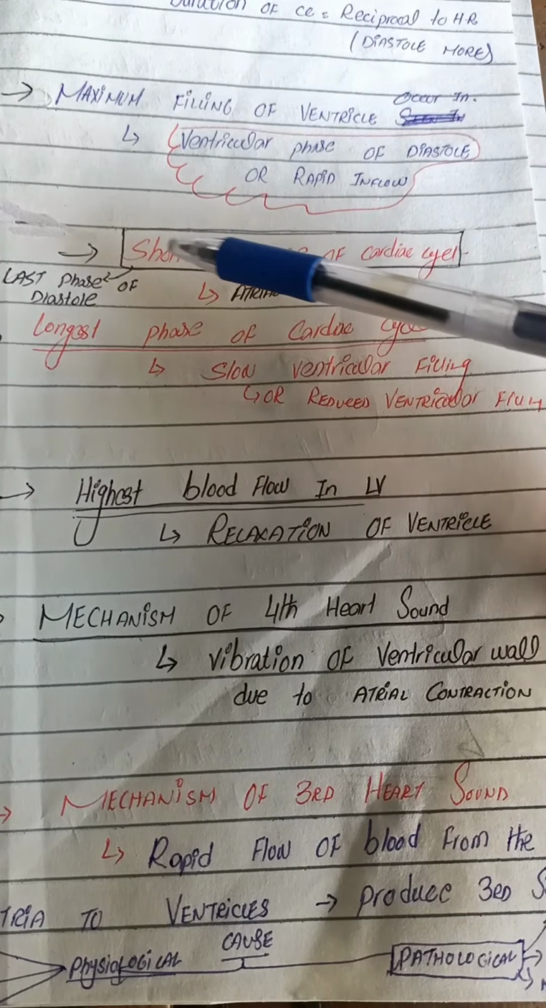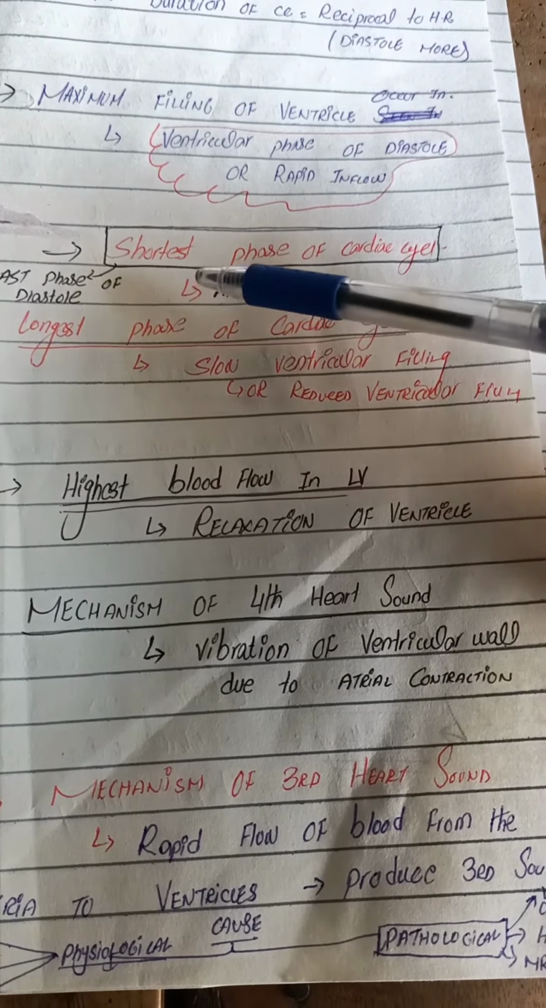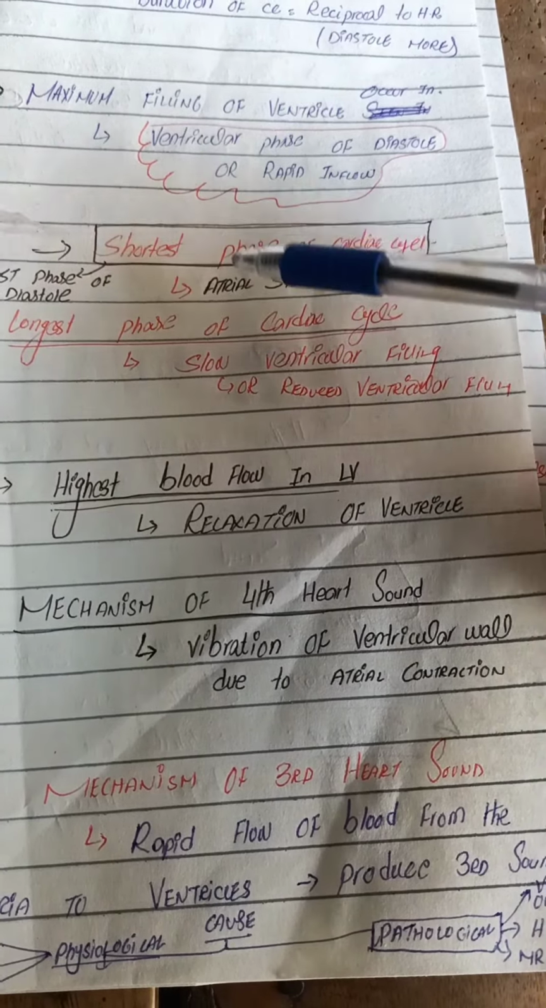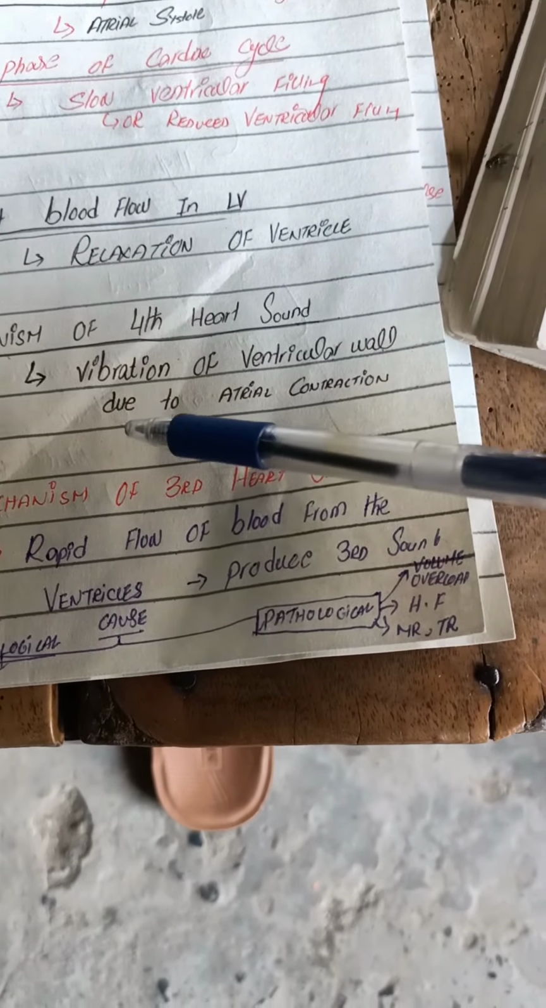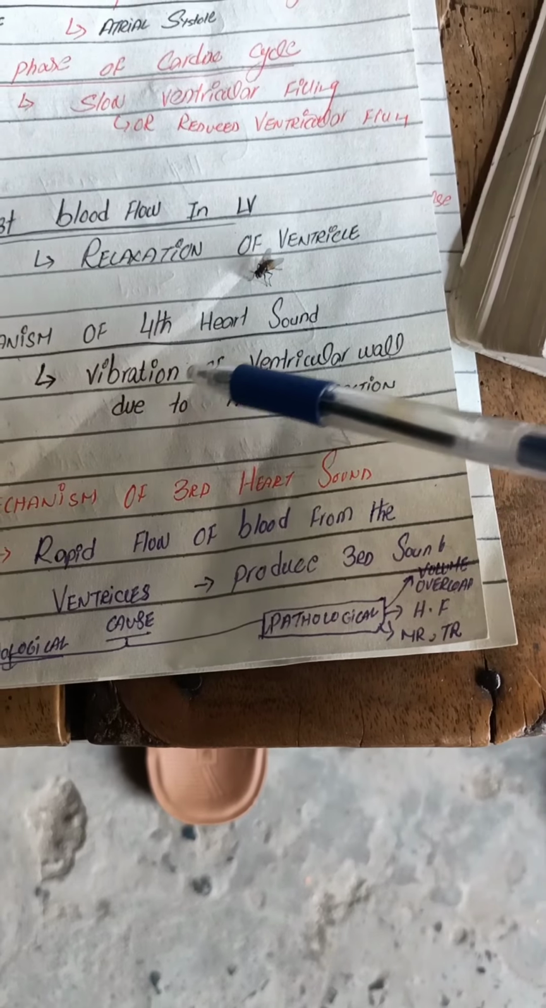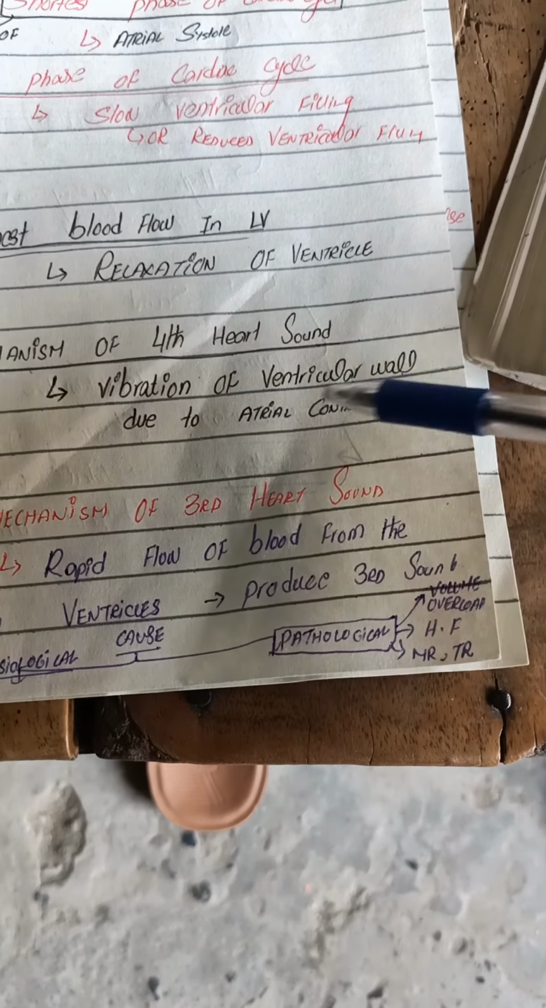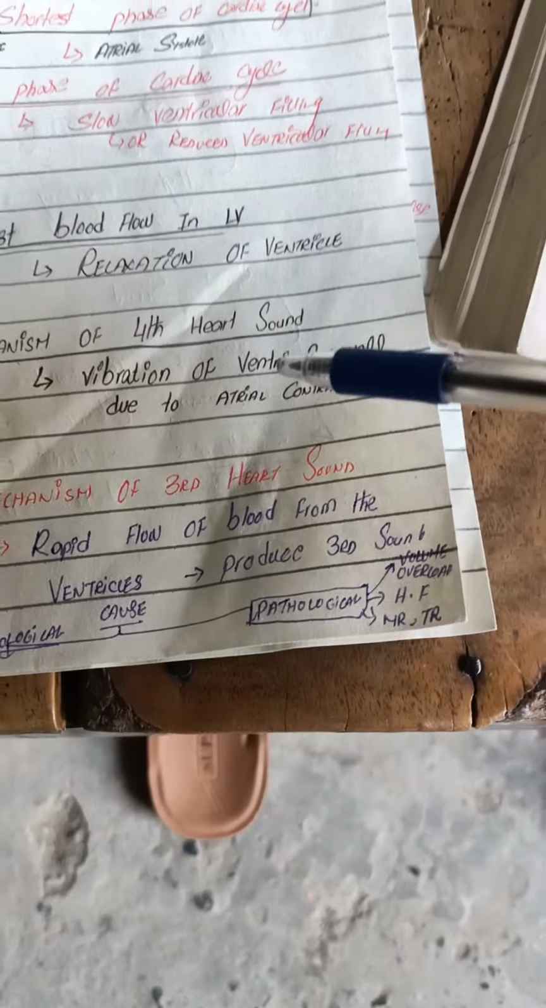Second, which of the following is the longest phase of the cardiac cycle? It is basically slow ventricular filling, or the reduced ventricular filling. So now what is the mechanism of the fourth heart sound? The fourth heart sound is basically produced by the vibration of the ventricular wall due to the atrial contraction.